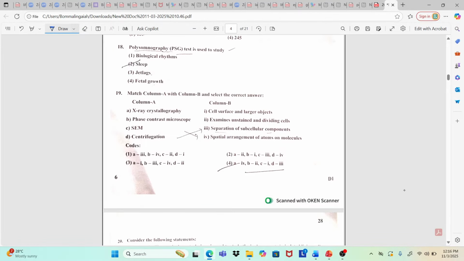Yes. Question number 18. Polysomnography, that means the PSG test, is used to study sleep. That is the correct answer. Okay.